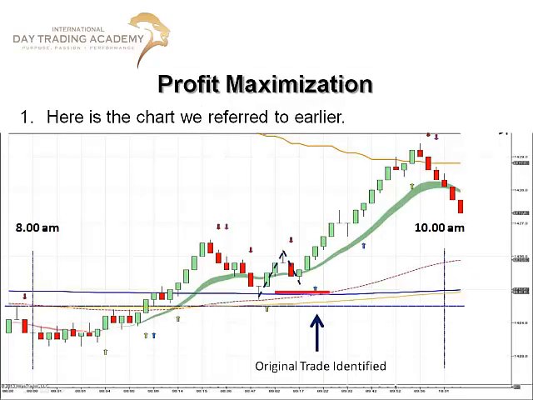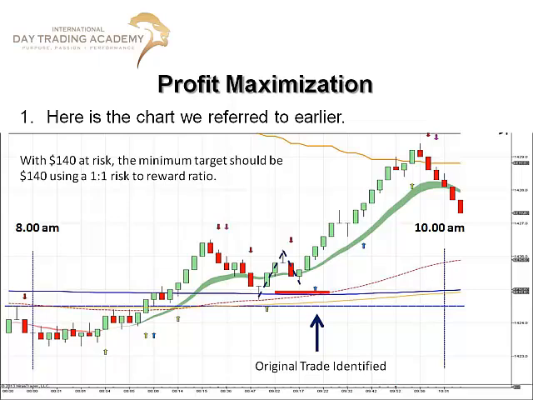What we'll do, ladies and gents, we'll come back to our original chart. Again, you can see our little gold move up here between 8 and 10 o'clock in the morning this morning. Now, we've got our original trade identified, which is good fun. With $140 at risk in the trade, which is the stop loss that we spoke about earlier, what we would seek to do is always have a minimum of a 1-to-1 risk to reward ratio. What does this mean? It literally means we've got $140 at risk. The minimum target we would seek to trade for is, guess what, a $140 target. We never want to reduce our reward lower than our risk when we first start our trading journey.